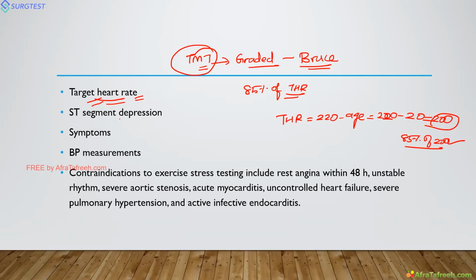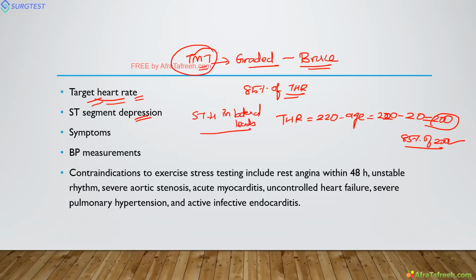Second, what will you see in that TMT test? You should see two things in the ECG: ST segment depression and ST segment elevation. The main one is ST segment depression. During the graded exercise protocol, there will be ST segment depression. Which is more sensitive is ST segment depression in the lateral leads. Whenever there is ST segment depression in the lateral leads, it is very significant.